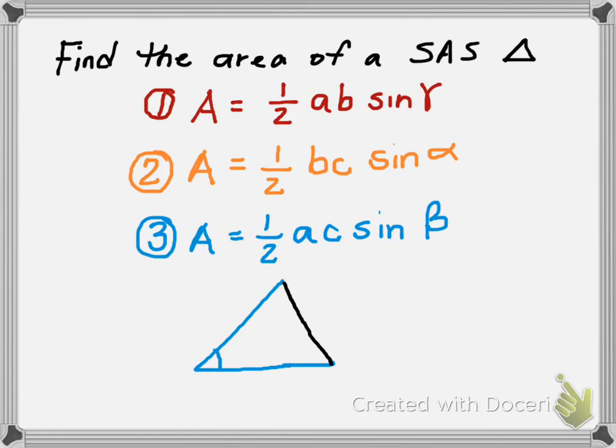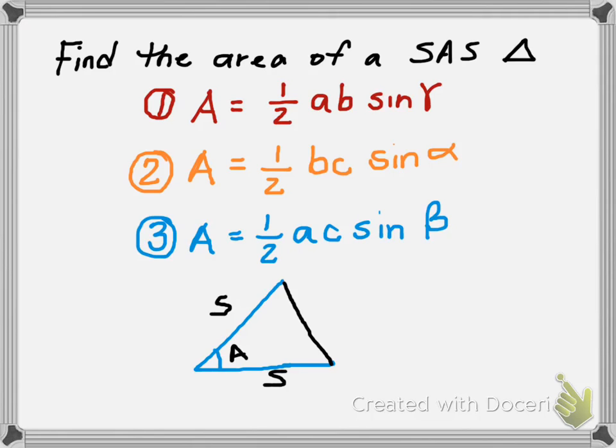And so here I have a picture of a triangle. Side angle side means you have 2 sides that are given, and then you have the angle that's in between them. So that's why it's called side angle side. So my formulas are the first one, A equals 1/2 AB times the sine of gamma. And notice that whenever you have the 2 sides that are given, it's always that angle that is in between those 2 sides. Then you have A equals 1/2 BC sine of alpha, and then A equals 1/2 AC sine of beta.